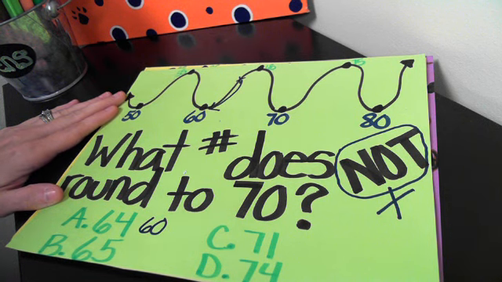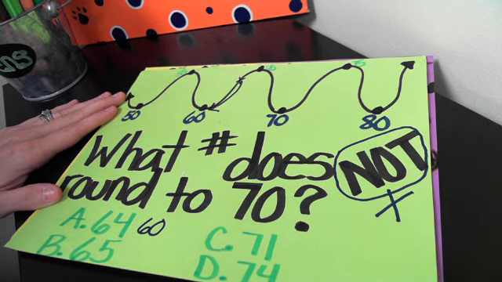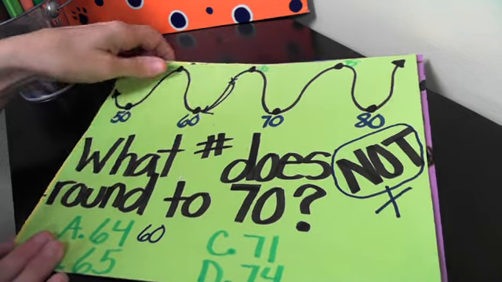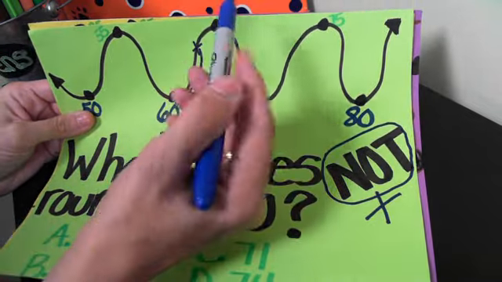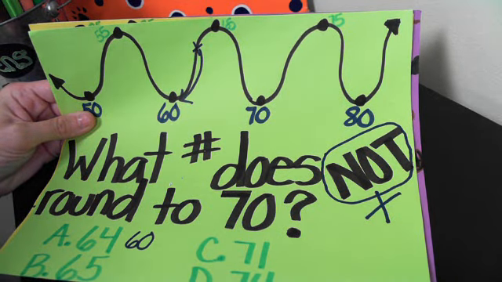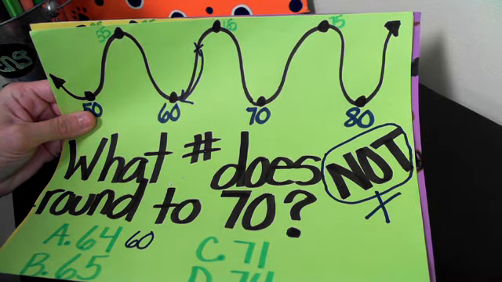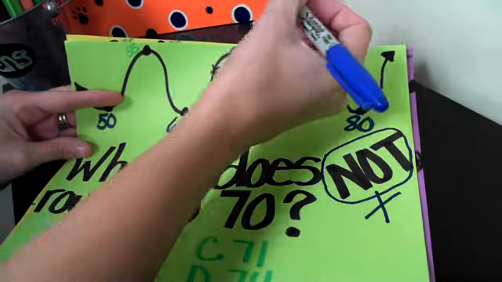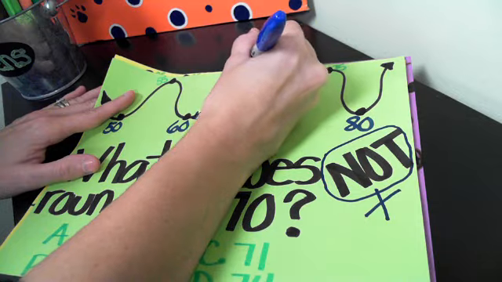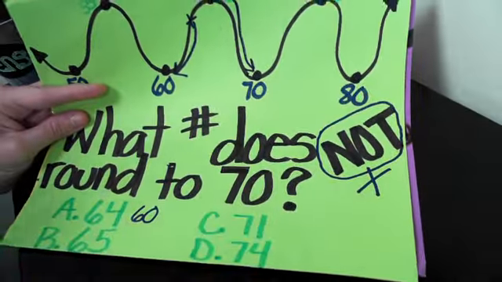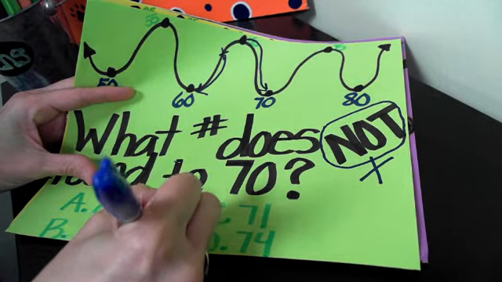Okay, all right, so B is 65. If we look back on our hill or our rounding roller coaster, 65 is exactly the midpoint between 60 and 70. And we have talked about if it is a midpoint, it is going to round to the higher 10 or 100, in this case 10. So that means it's going to go up to 70. And then we just show it rounds to 70.